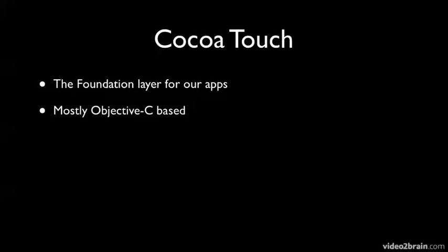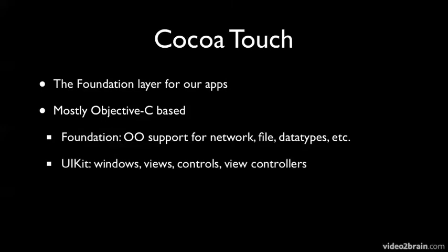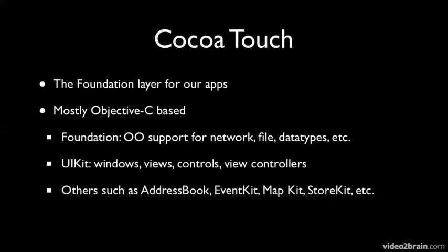Then we get to Cocoa Touch. Cocoa Touch is really the foundation layer for our applications. Now everything's mostly Objective-C based. And we have, indeed, Foundation, which is the object-oriented support for the network, for file, for data types, etc. We have UIKit at this level for creating windows, views, and controllers. And we have others such as AddressBook, EventKit, MapKit, etc. for creating specific functionality in our applications.